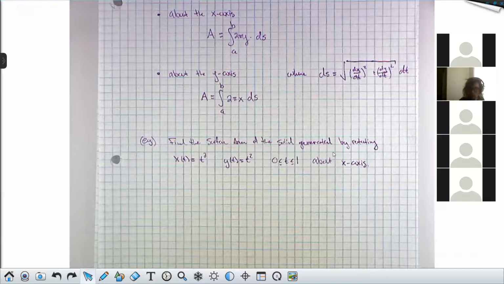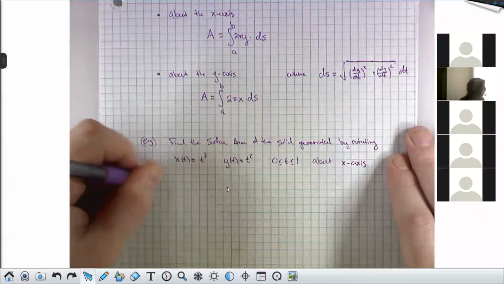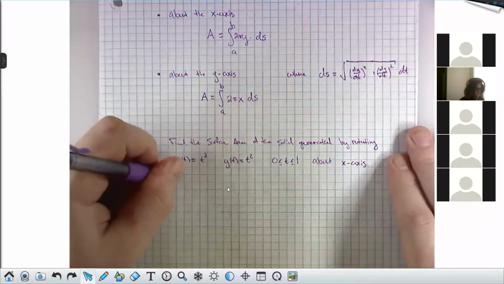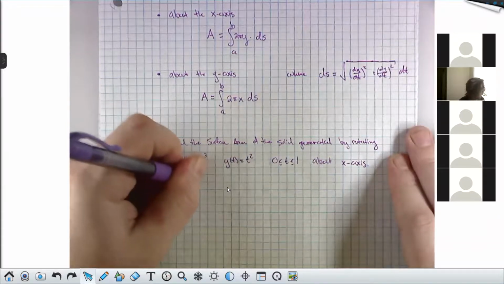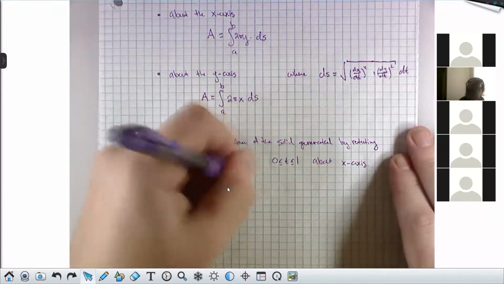Ideally, we would know what this thing looks like. And there's a bunch of ways to get a picture for that. We could eliminate the parameter. I can solve this y equation for t, or I could solve this x equation for t, and then plug the result into the other. So first, to see the graph, eliminate the parameter t.